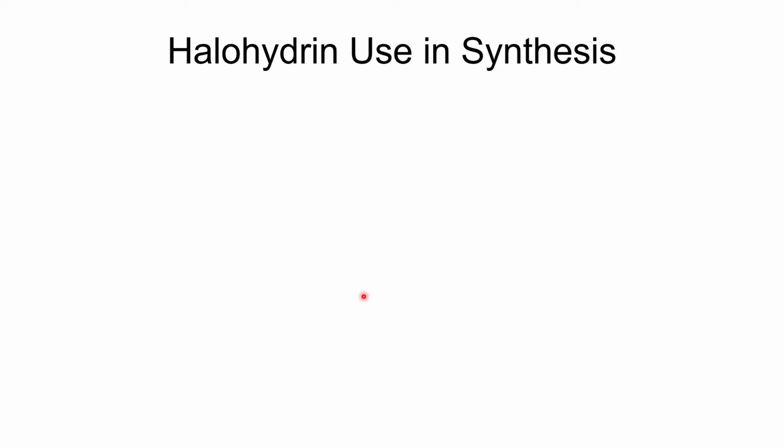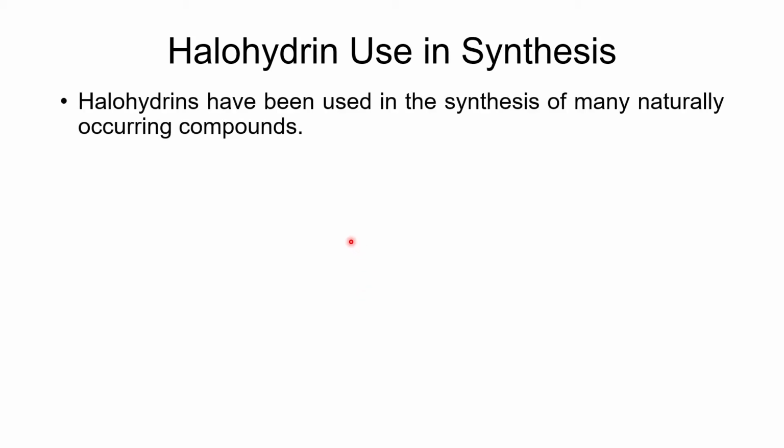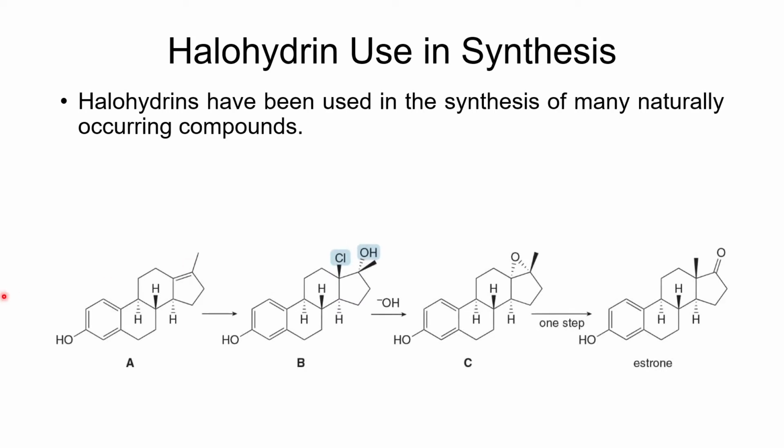So as far as how we can use halohydrins in synthesis, here is an example of a compound. We'll take this, the steroid, and we can do the halohydrin addition across the carbon-carbon double bond, and we'll get this. And then we can do the trick that we learned back in Chapter 9 for the formation of epoxides. We treat this with a strong base, deprotonate it, do an intramolecular SN2, and form the epoxide.